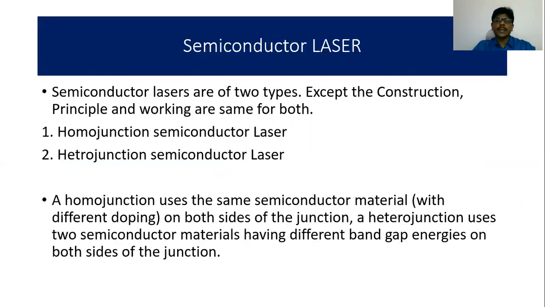Now, semiconductor lasers are of two types, except the construction, principle, and working are same for both. That is homojunction semiconductor laser and a heterojunction semiconductor laser. We shall see what is a homojunction and what is a heterojunction laser. A homojunction semiconductor laser uses the same semiconducting material with a different doping on both the sides of the junction, whereas a heterojunction uses two semiconductor materials having different band gap energies on both the sides of the junction.